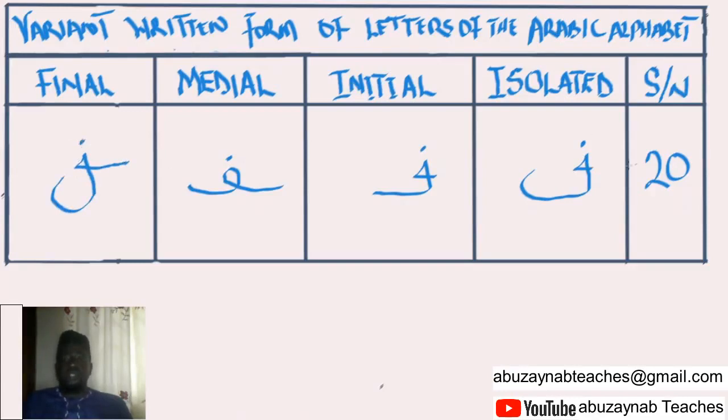Fa is connected to a succeeding letter in its initial form, is connected to a preceding and succeeding letter in its medial form, and connected to a preceding letter in its final form.